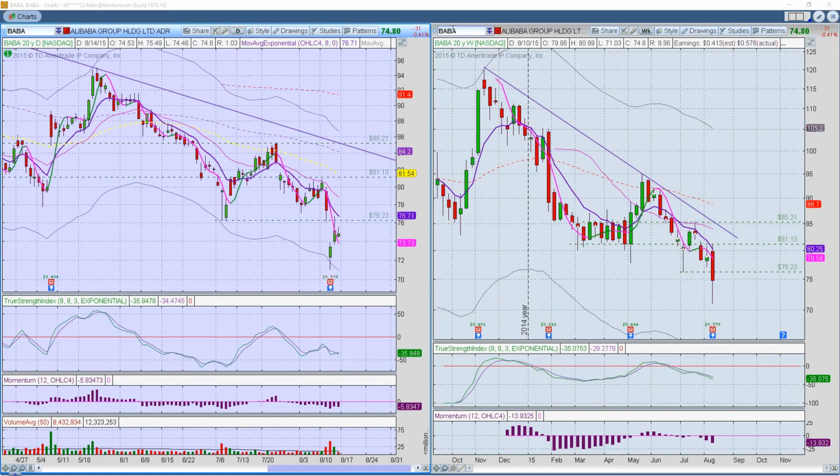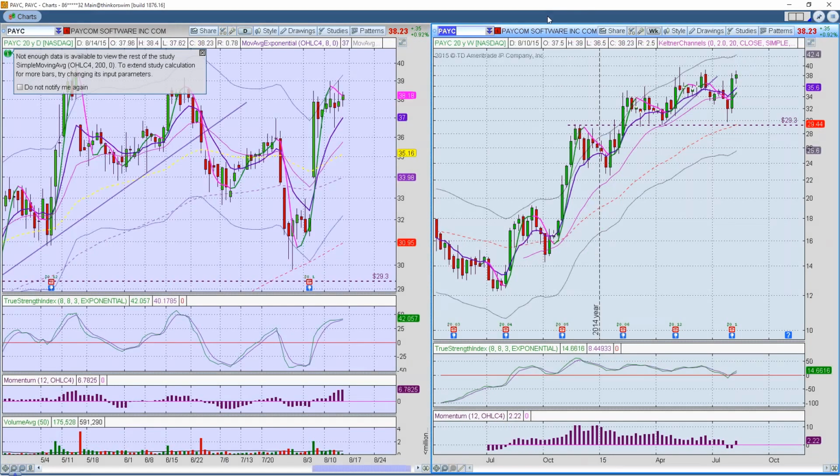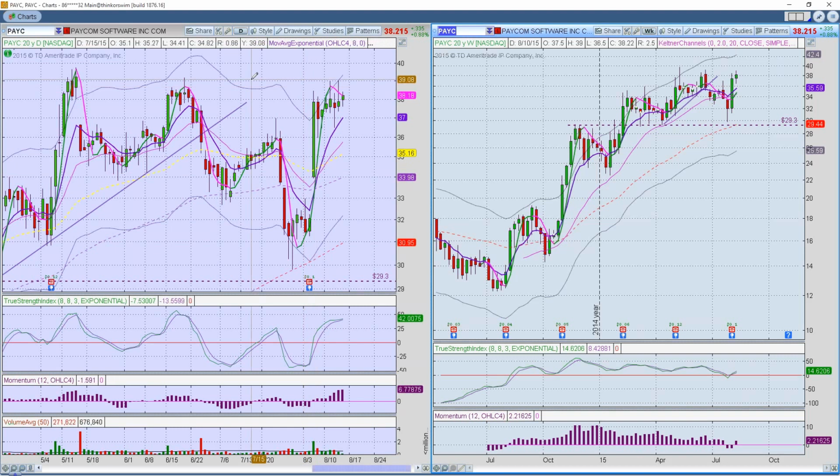So, okay, I've got time for one more, and then we're going to answer questions. Paycom. Paycom has held up very well after it rebounded from earnings, but where is it holding up well? Right at a level of resistance from the past highs. Resistance zone, let's say between about 39.17 and 38, and it's not pushing that much higher above that.